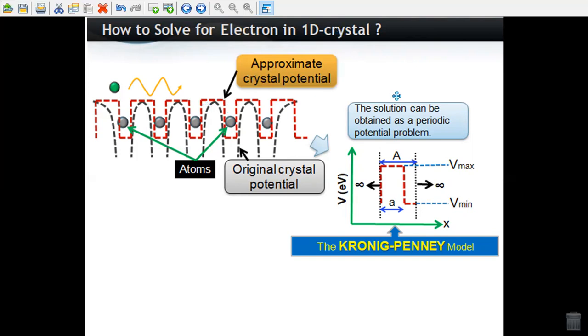So the solution will be obtained by a periodic potential like this, x versus V, where the separation is a, that is the lattice constant, and V minimum, V max. I would like to consider this by solving the Kronig Penney model in the subsequent slides to come.